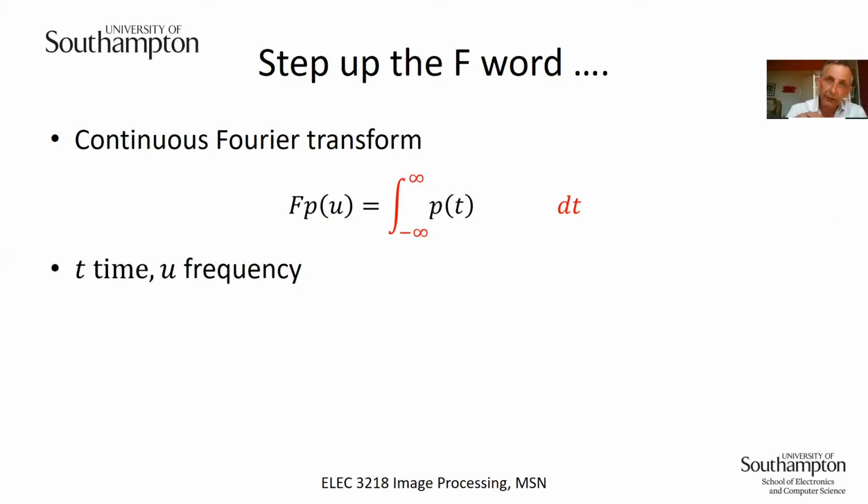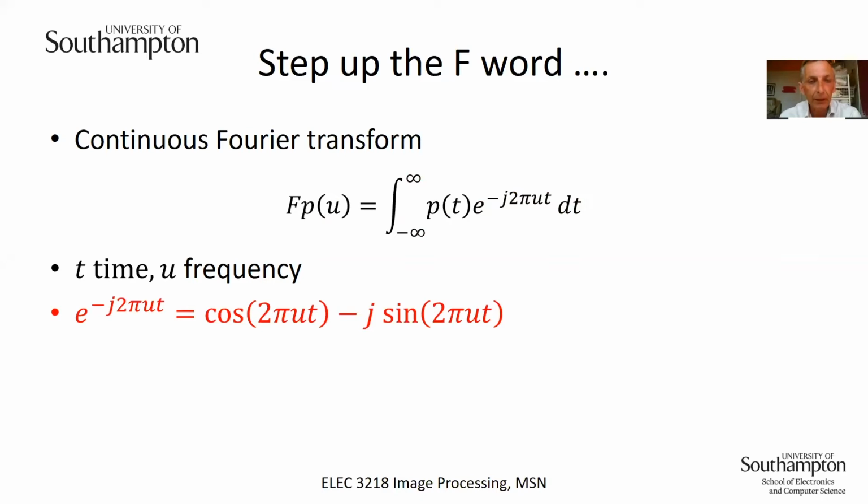It's an integral from minus infinity to infinity with respect to time, and that gives us frequency. And then we stick in a little bit in here. Whoa, this is the nasty stuff, because there's a minus j 2 pi ut. Now that j, that's the complex number, e to the minus jt. This is Euler's formula, cos 2 pi ut minus j sine that.